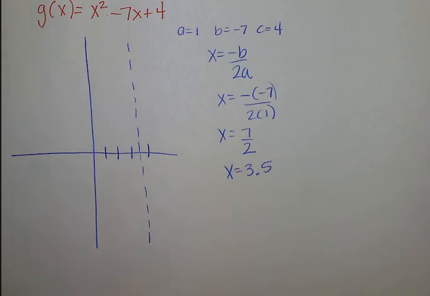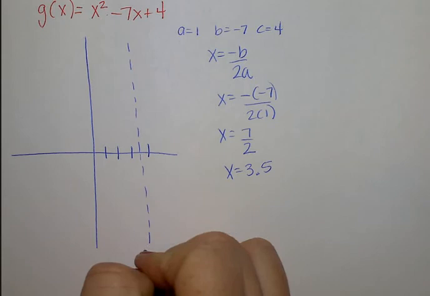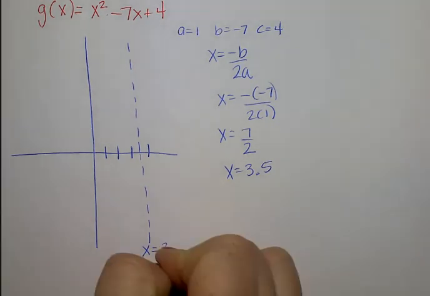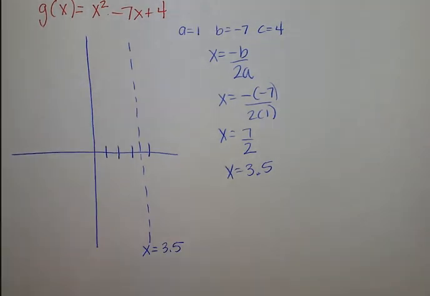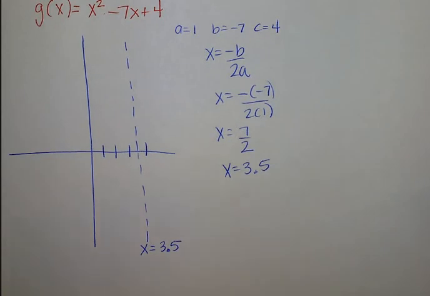If you were asked to identify the line of symmetry or the axis of symmetry, it would be x equals 3.5. Once again, if you were asked to identify what is the equation for the line of symmetry, or it may be worded axis of symmetry, for this problem it would be x equals 3.5.